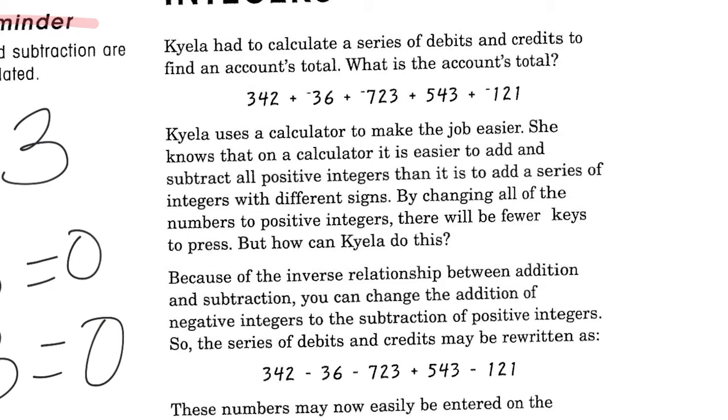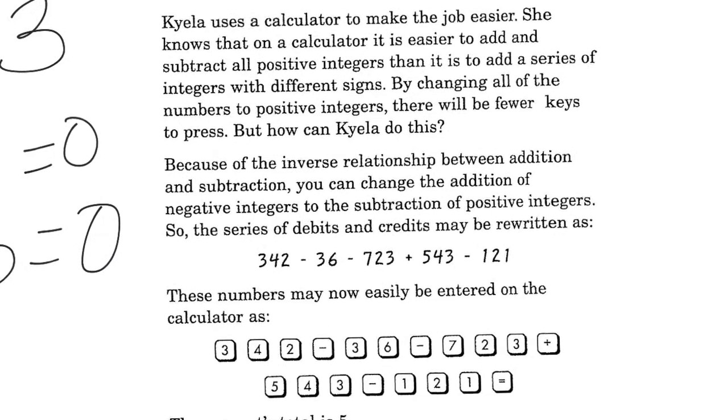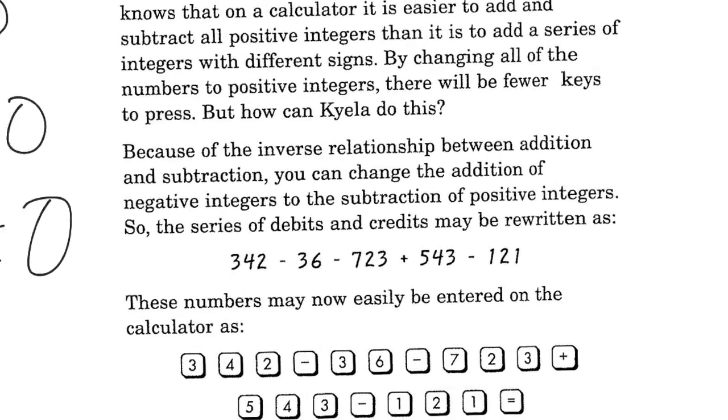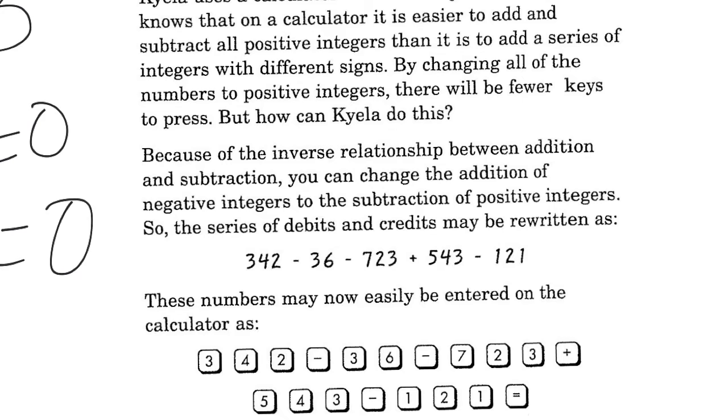She knows that on a calculator, it's easier to add and subtract all positive integers than it is to add a series of integers with different signs. By changing all the numbers to positive integers, there will be fewer keys to press. But how can Kylie do this? Because of the inverse relationship between addition and subtraction, you can change the addition of negative integers to subtraction of positive integers. So the series of debits may look like this.